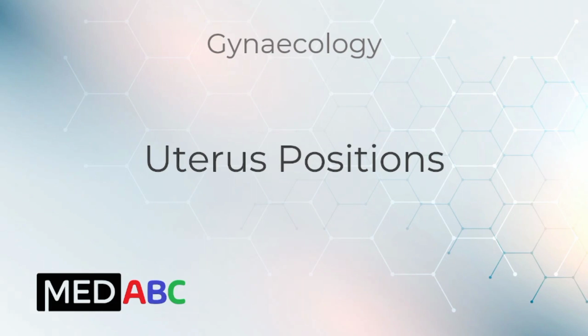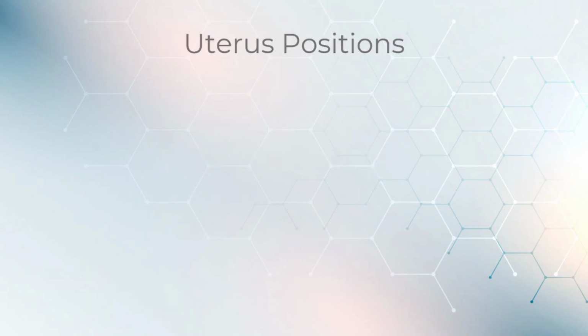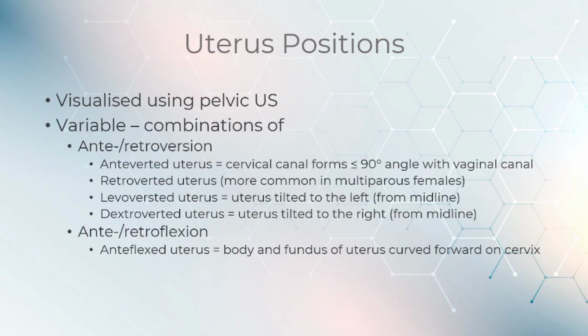This video is on uterus positions. Uterus positions are visualized using pelvic ultrasound. They are variable physiologic positions. These are combinations of ante and retroversion, levo or dextroversion, and ante or retroflexion.